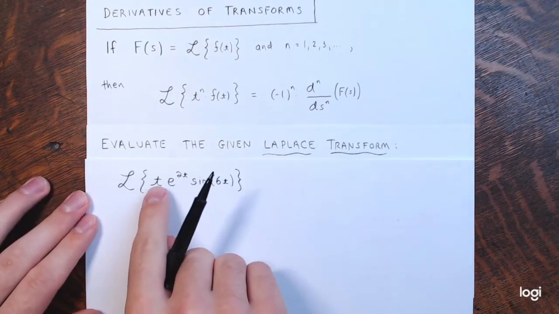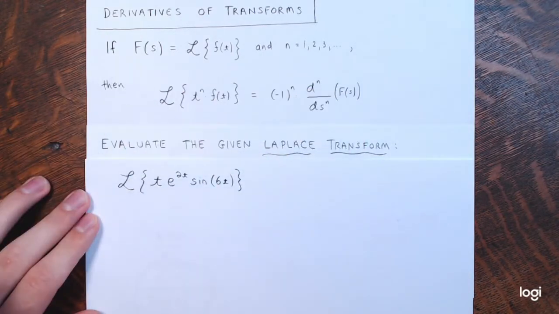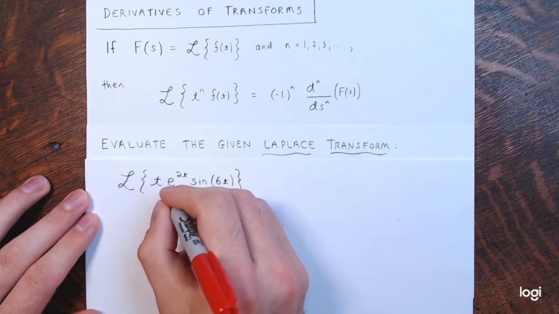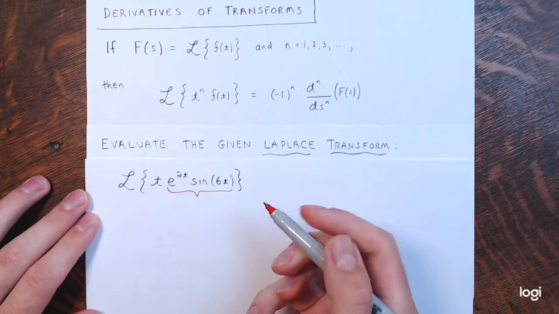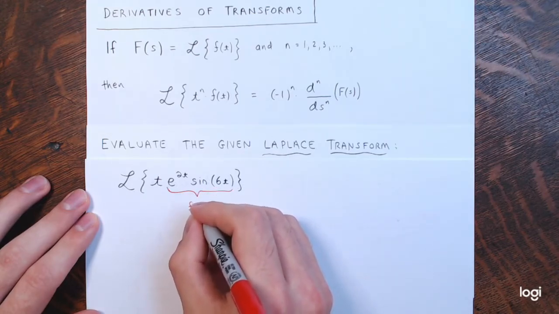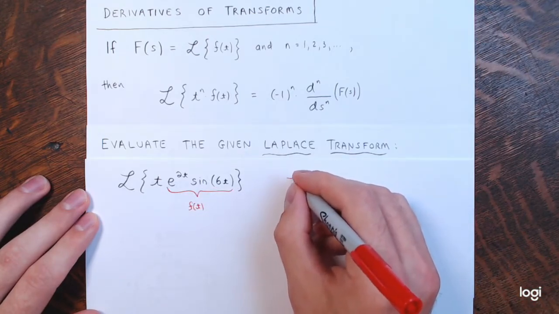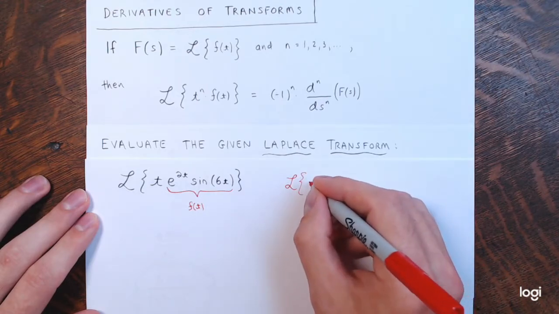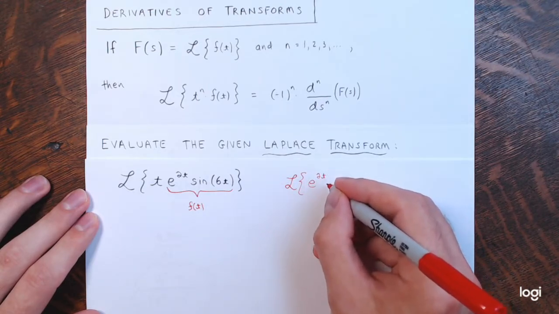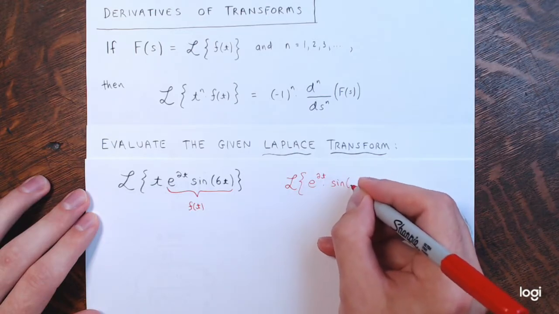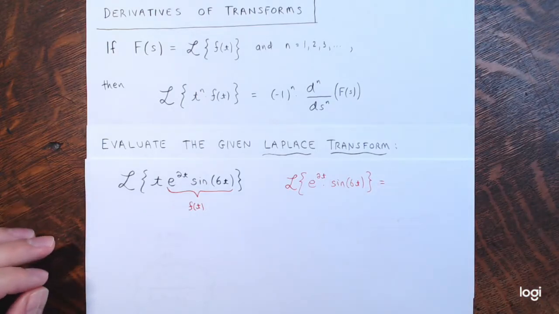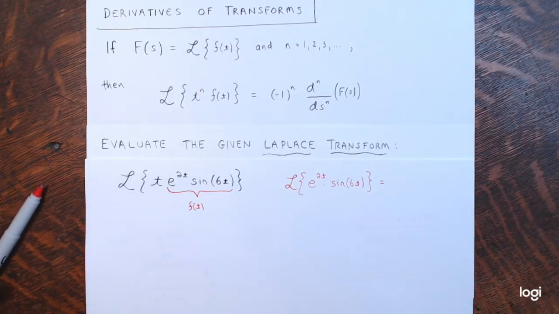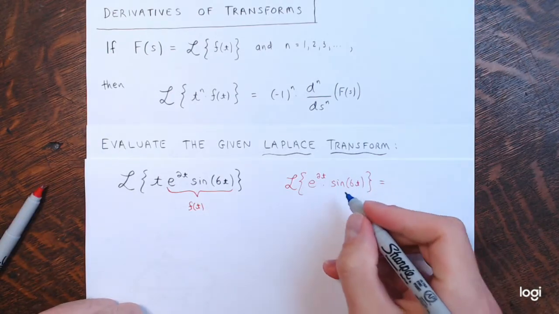Alright, so again, I have just t to the first power. So the rest of it, e to the 2t times the sine of 6t, that's going to be my little f. And then off to the side, the Laplace transform of e to the 2t times the sine of 6t, I'm going to get using the first translation theorem.